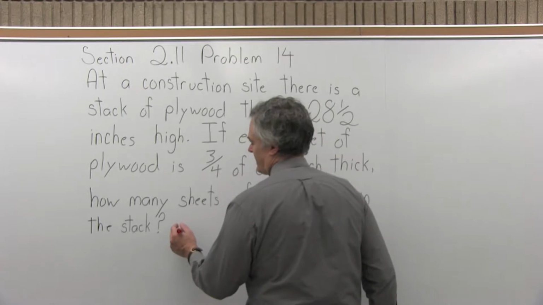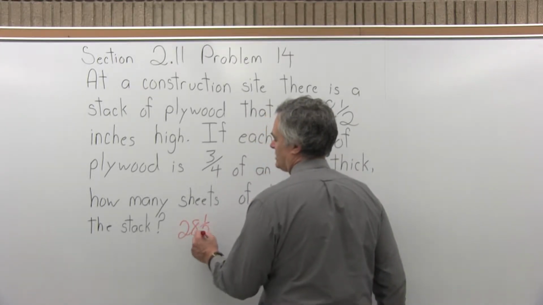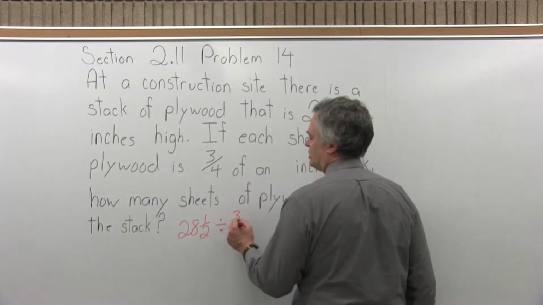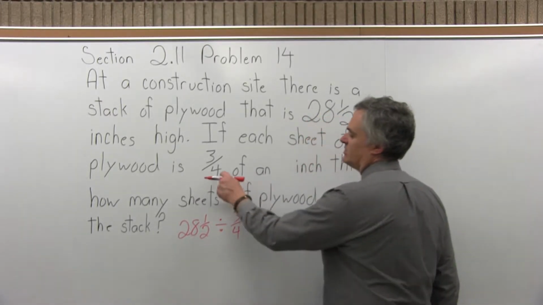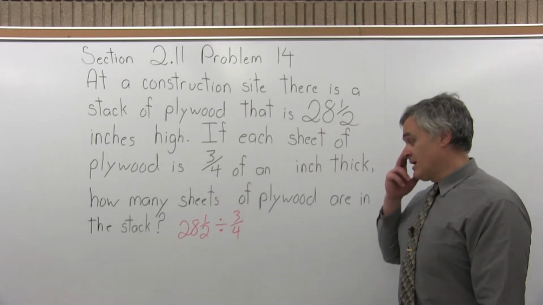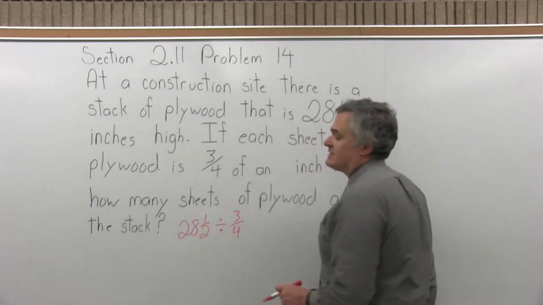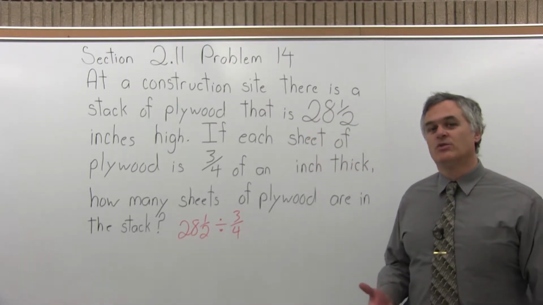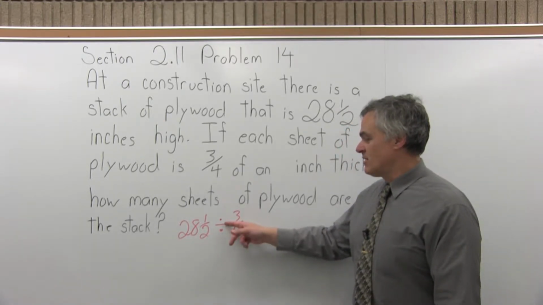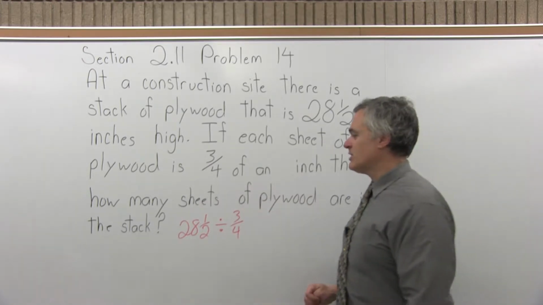So the whole stack is 28.5 inches high, and if we divide that by the thickness of each sheet, 3/4 of an inch, it should tell us how many sheets are in the stack of plywood. So in order to do this, that 28.5 has to be written so that it has only a numerator and a denominator. And once I get it in that form, I'll change the operation to a multiply and invert the 3/4. So let's start with the 28.5.